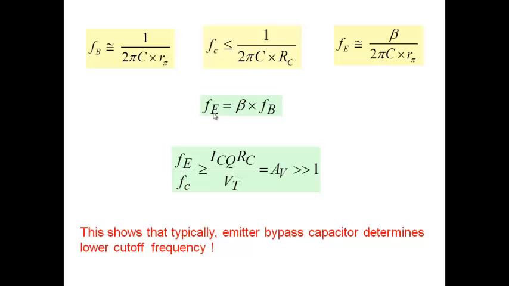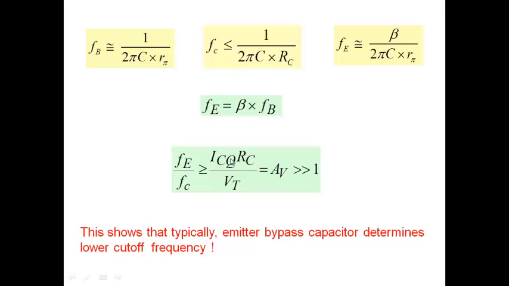That my emitter frequency due to emitter bypass capacitor is approximately beta times this one. And the ratio of the emitter bypass frequency to FC is almost equal to AV. So what it tells us is the following. If the capacitors CB, CC and CE are of the same magnitude, FE is going to be 100 times larger than that due to the base coupling capacitor. FE is going to be maybe voltage gain times the collector bypass capacitor frequency.